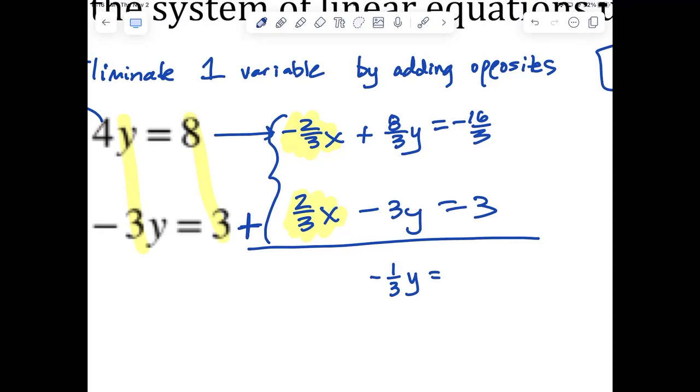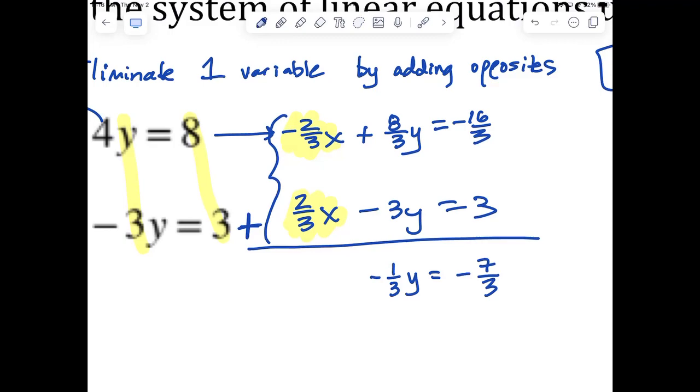All right, what is negative 16/3 plus 3? Well, 3 is the same as 9/3, yes? So what is negative 16 plus 9? You can do it on the calculator. You can do negative 16/3 plus 3, enter, and then hit math, enter, enter, and it'll convert it to negative 7/3.